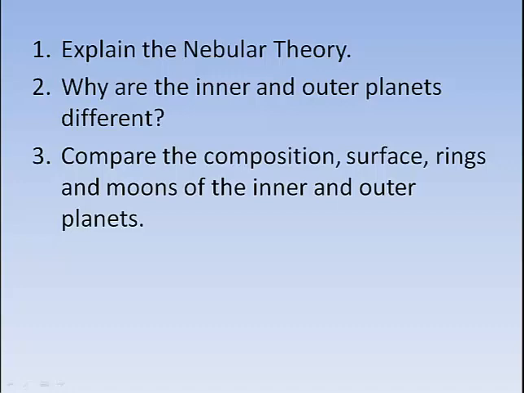None of the inner planets have rings. All of the outer planets have rings. The inner planets have few or no moons. The outer planets have many, many moons each.